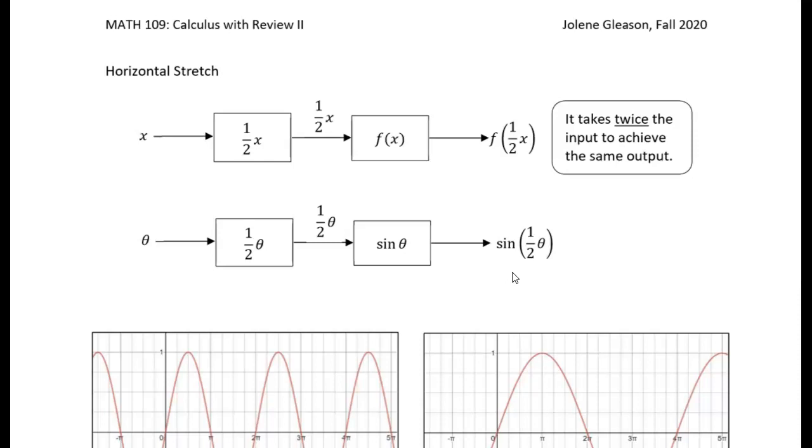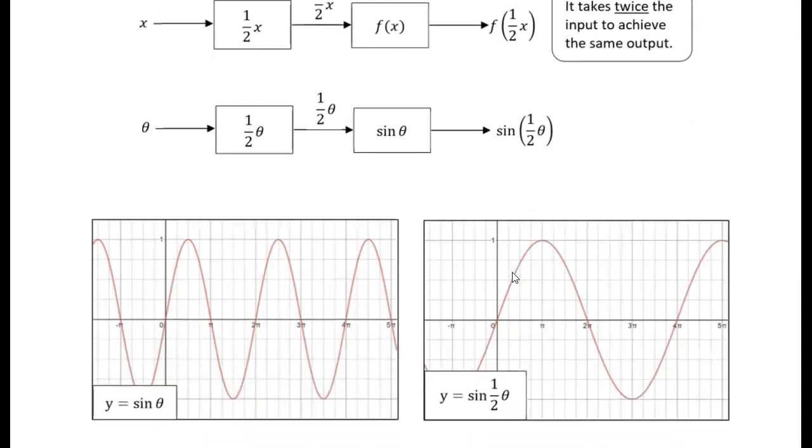Here's a graph of the sine of theta and the sine of 1/2 theta. Where sine of theta normally cycles from 0 to 2 pi, so it has a period of 2 pi, now because we're going to require twice as much theta, because we're taking theta and halving it, we're turning down the volume of theta, so it's going to take twice as much theta to get the same output. And so we end up stretching. We get a horizontal stretch of the function.